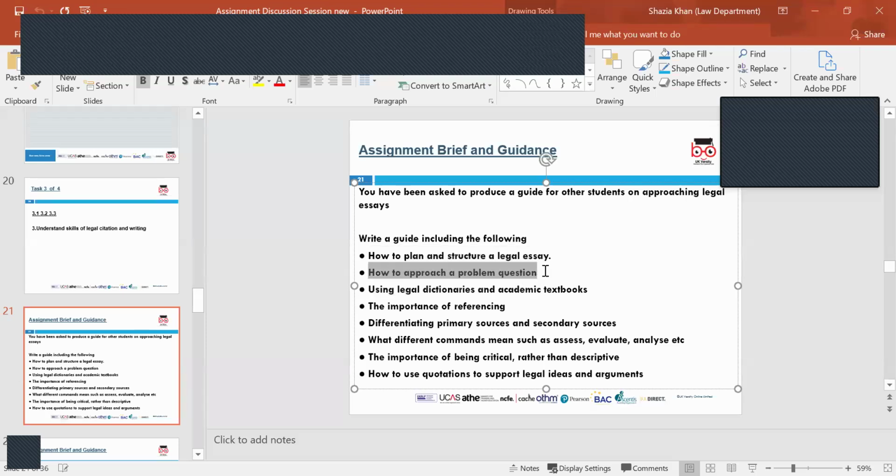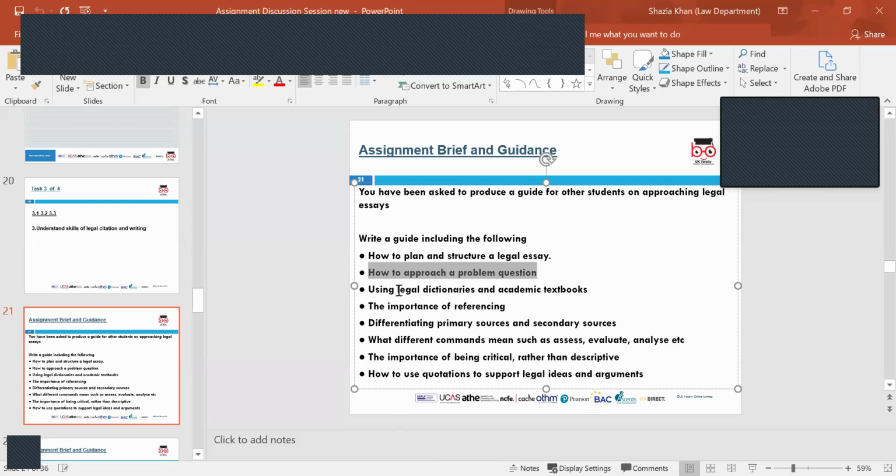How to approach a problem-based question, which we looked at. We talked about how you would approach that. So you'd look at learning outcome 3 in that, and you'd look at how you would approach problem-based questions, and that would be looking at elements of planning your assignment, and looking at the idea of IRAC here as well.